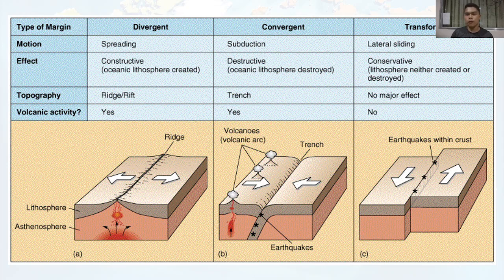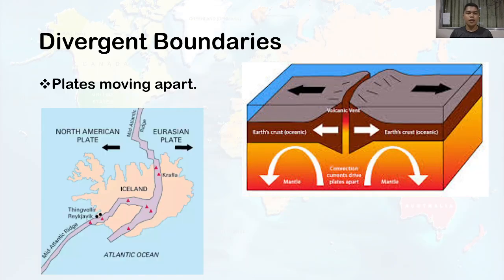For the last one, the transform, the motion is lateral sliding. The plates slide past each other, and it is conservative. The lithosphere is neither created nor destroyed. What would only break are the roads, because they would be cut, right? But there is no destruction of the lithosphere, unlike the convergent, where the lithosphere is destroyed since it will subduct. So there is no major effect and there is no volcanic activity on the transform plate boundaries. Divergent boundaries are when two plates are moving away from each other.